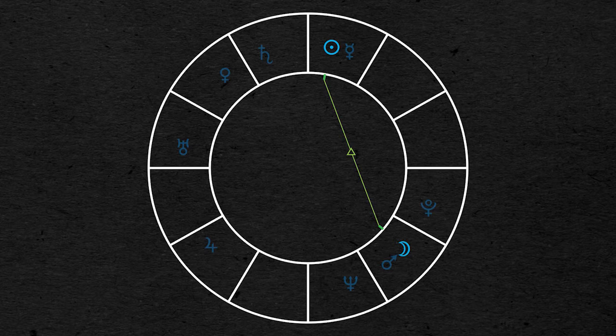Each aspect also has what is called an orb, an allowable distance or a margin of error. A trine has an orb of 10 degrees either side, so an aspect can still be called a trine if the planets are 110 or 130 degrees apart from one another.